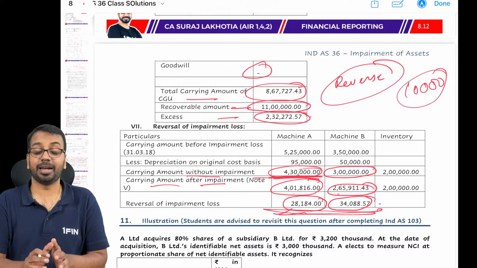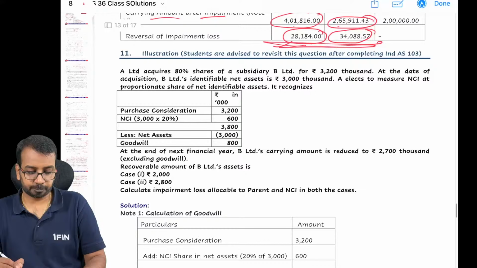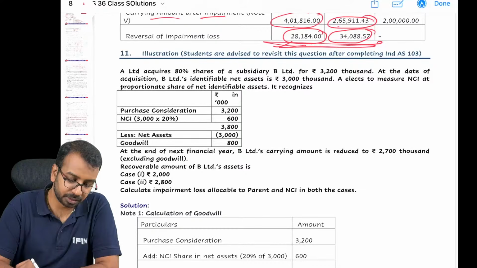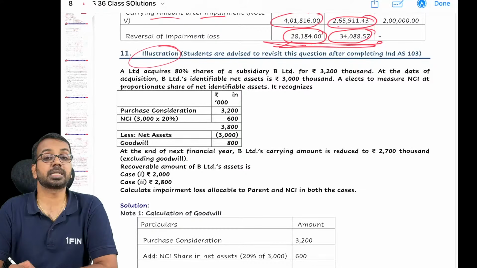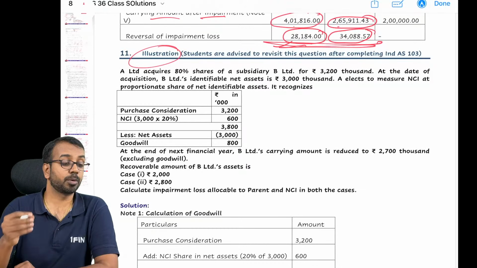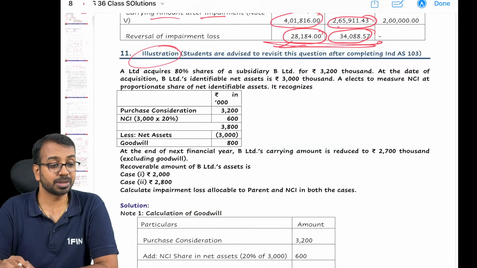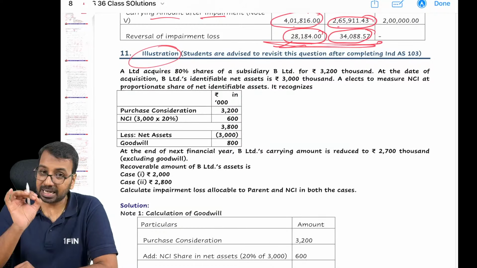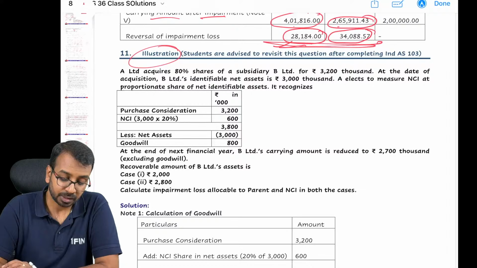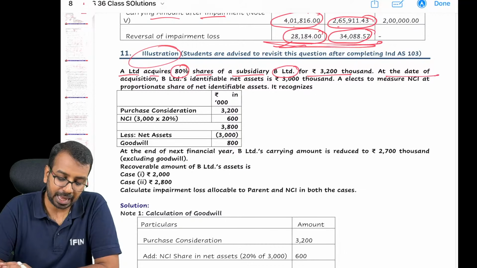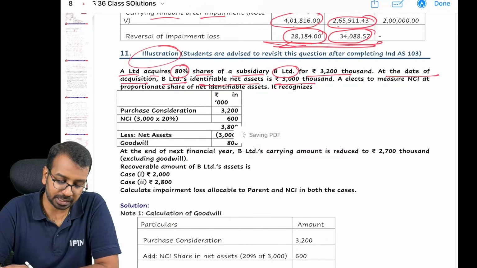This is one very good question which tests the pro rata basis. Whenever the proportionate share in net asset method is used, what is to be done? A Limited acquires 80% of shares of subsidiary B Limited for 3,200,000. At the date of acquisition, B Limited's identifiable net asset is 300,000. A elects to measure NCI at proportionate share of net identifiable asset.